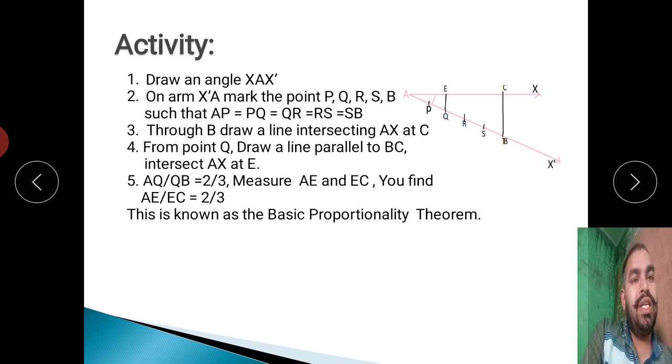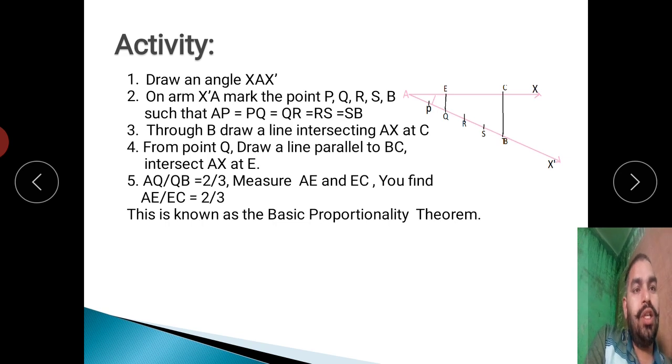Now if you measure, AQ is two parts and QB is three parts. AP, PQ, QR, RS and SB are all equal, so there are 5 equal parts, and AQ is 2 parts and QB is 3 parts. So the ratio AQ upon QB must be equal to 2/3. If you measure line segments AE and EC, AE upon EC is also equal to 2/3. This is known as the basic proportionality theorem.